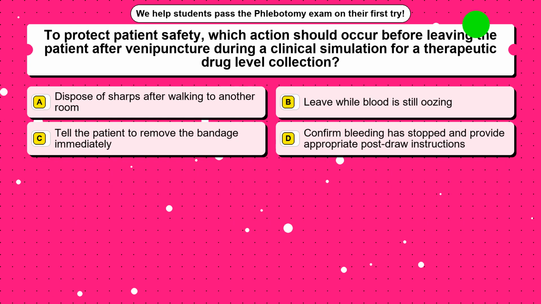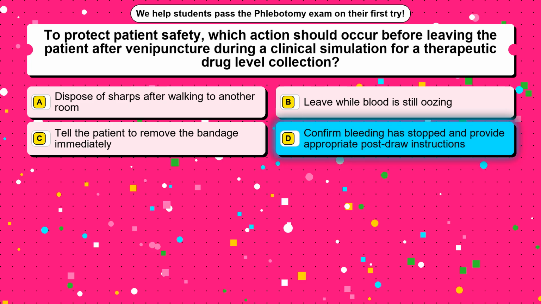Question 62. To protect patient safety, which action should occur before leaving the patient after venipuncture during a clinical simulation for a therapeutic drug level collection? Option A. Dispose of sharps after walking to another room. Option B. Leave while blood is still oozing. Option C. Tell the patient to remove the bandage immediately. Option D. Confirm bleeding has stopped and provide appropriate post-draw instructions.